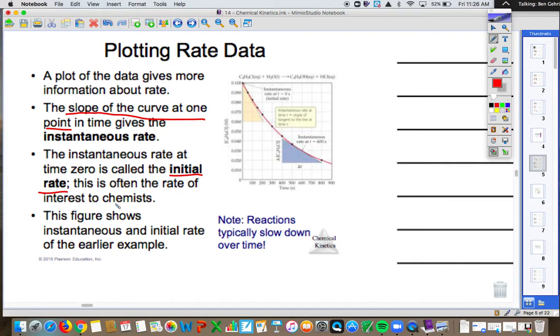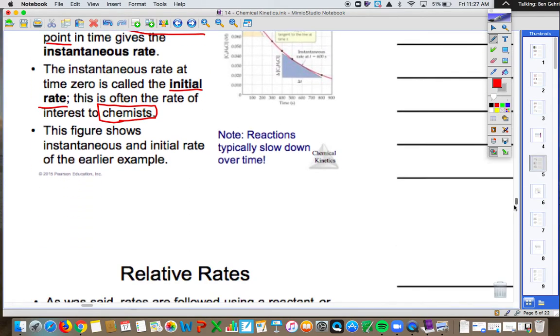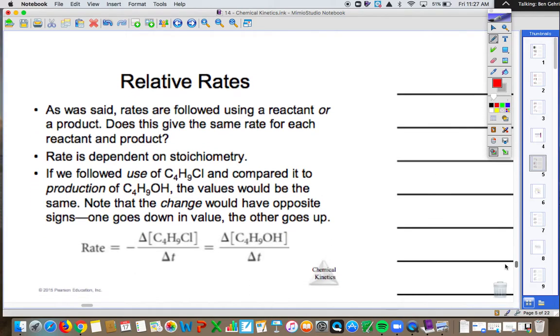This is the one that a lot of chemists are most interested in. They want to know right at the beginning, what is my rate? So this can show you the instantaneous and initial rate of the sample on the last page. And again, let me talk one more slide and I'll give you a better graph of it so you can see it and we can talk about it. So that was instantaneous and initial.